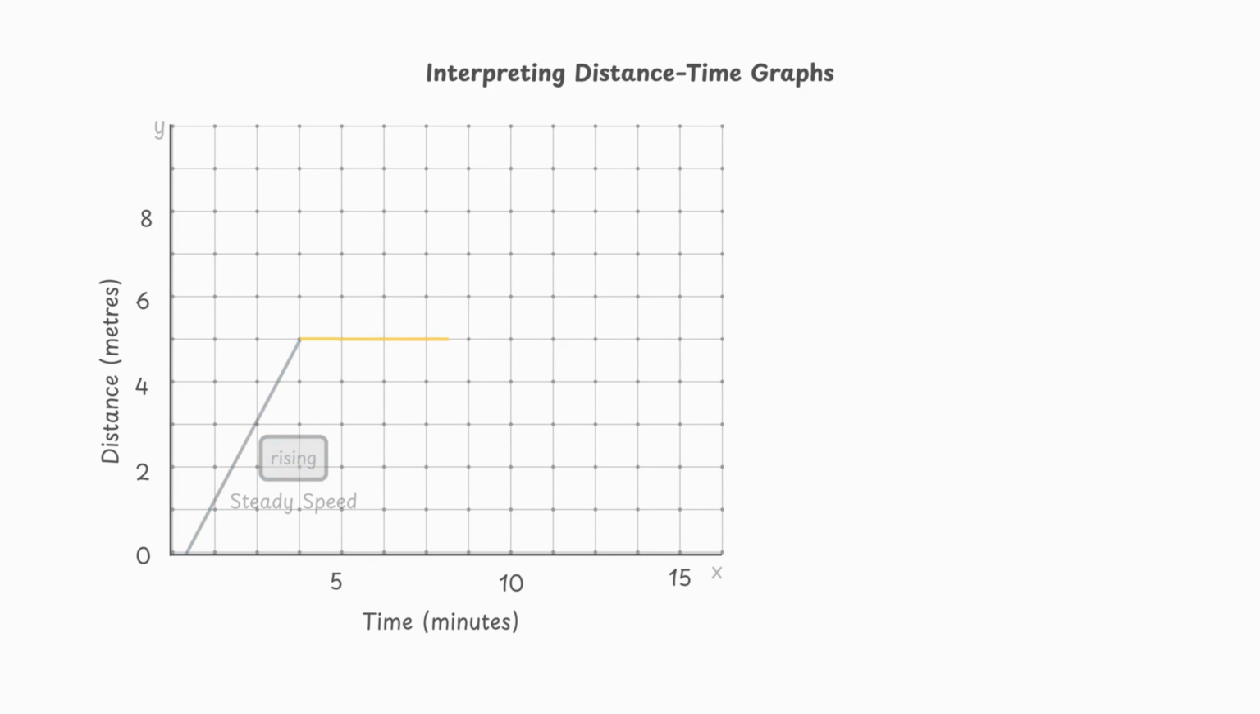Now the next section appears. Look carefully at the flat yellow line. Even though time is still passing, the distance stays at 5 meters. That means the object has stopped moving. It remains in the same position for a period of time.